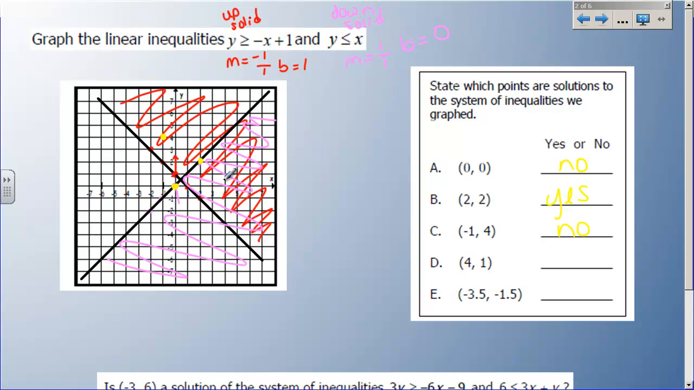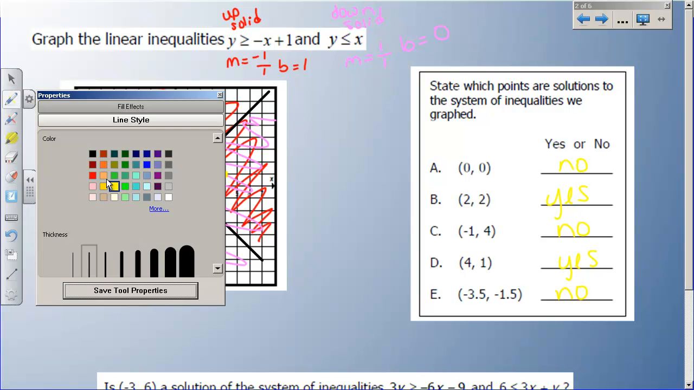So let's do (4, 1). It is in the overlapping shaded area, so that one also counts. Now we have (-3.5, -1.5). There's not even any shaded stuff going on there, so that's not going to be a solution. So hopefully you can see what makes a solution and what doesn't. It's got to be in the little shaded region that we created. Let me change my pen color back here.